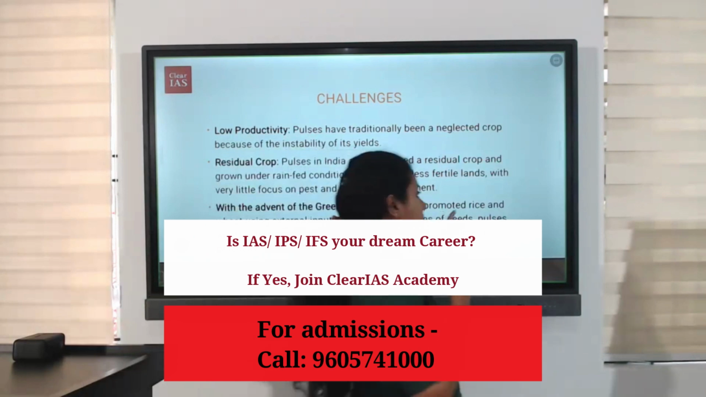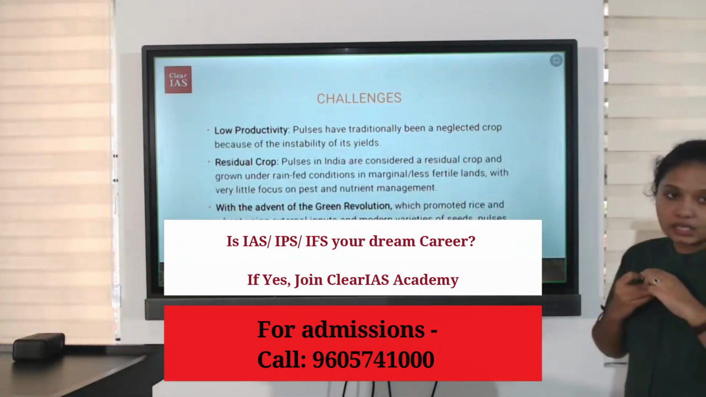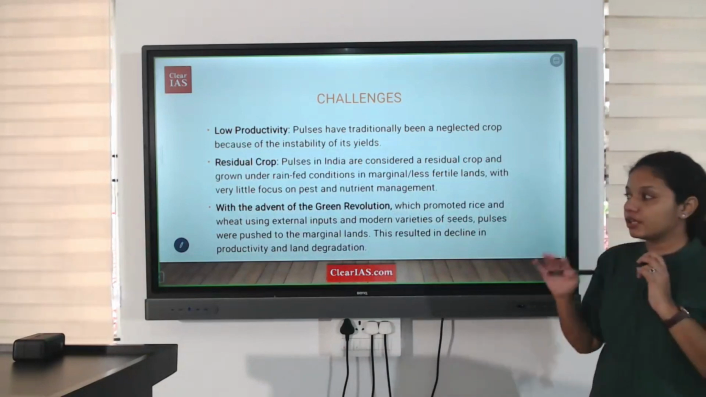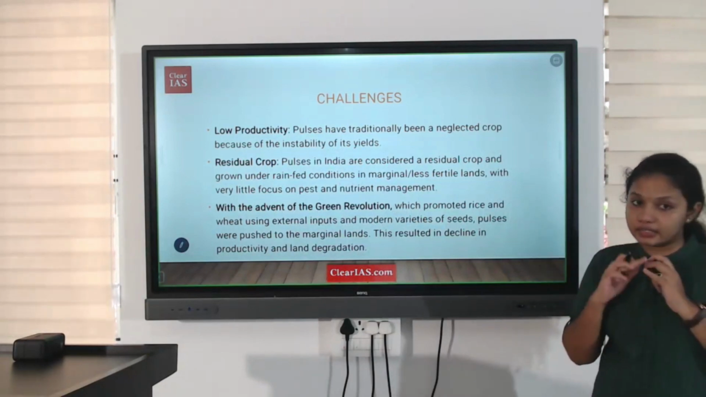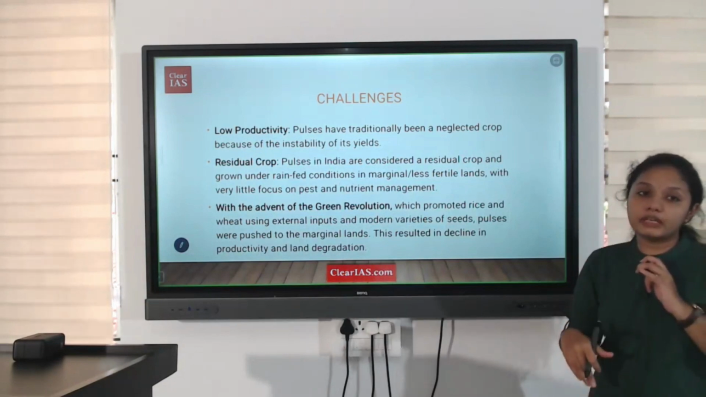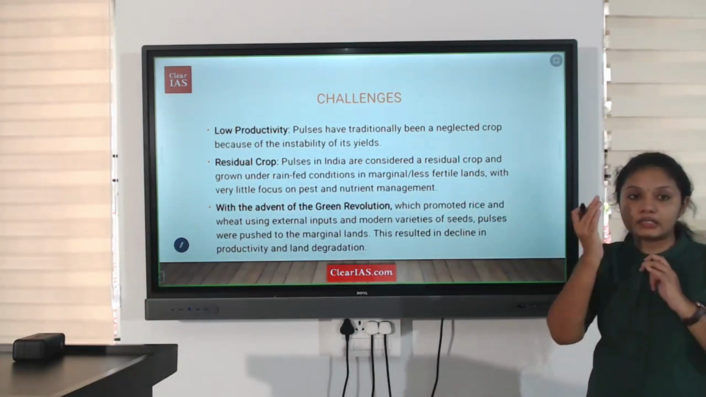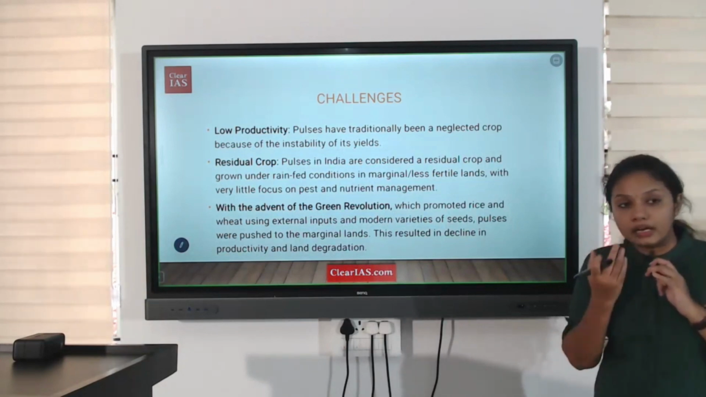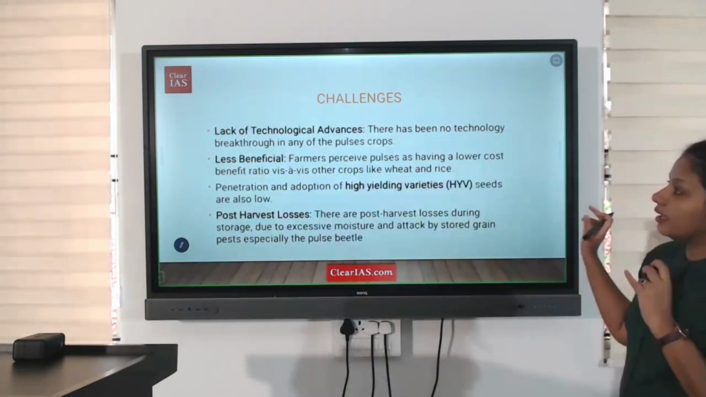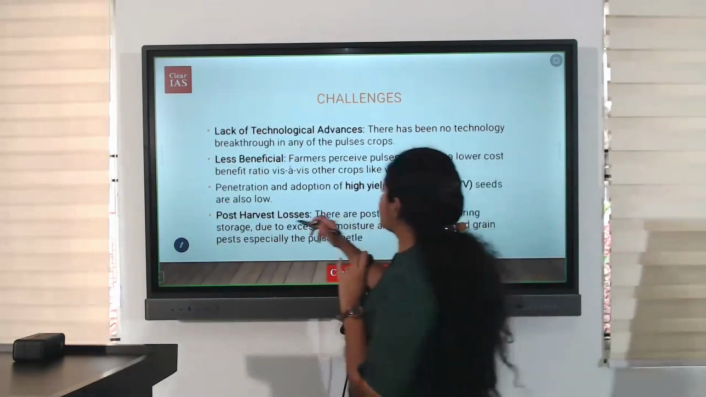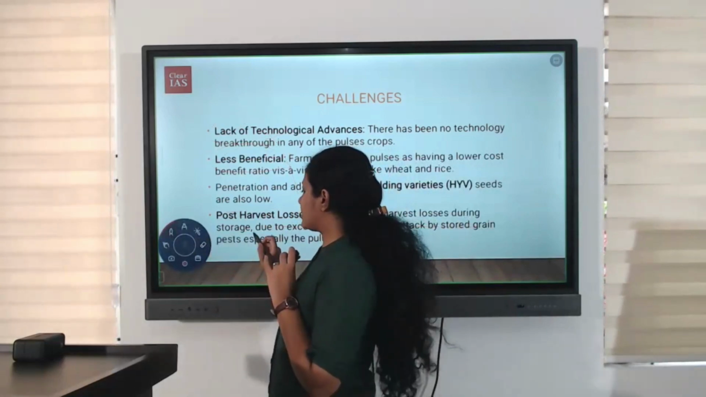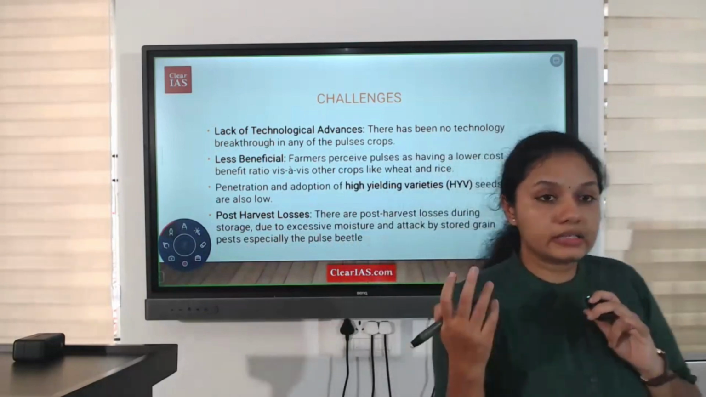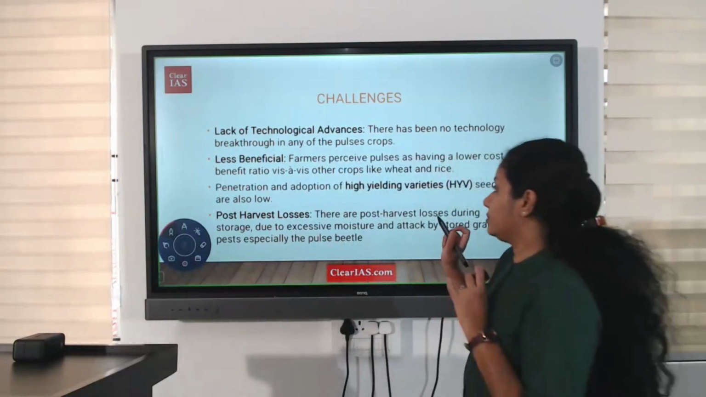The challenges are, one, low productivity, because we are traditionally neglecting the pulses. Next one is residual crop, as we are considering it a residual crop. And also with the advent of Green Revolution, more external input and high yielding variety seeds of rice and wheat are increasing, so we ignore the pulses. Next one is technological advances. This will be inconsistent with the high yielding variety as well. No technological advancement can be seen in pulses crops.